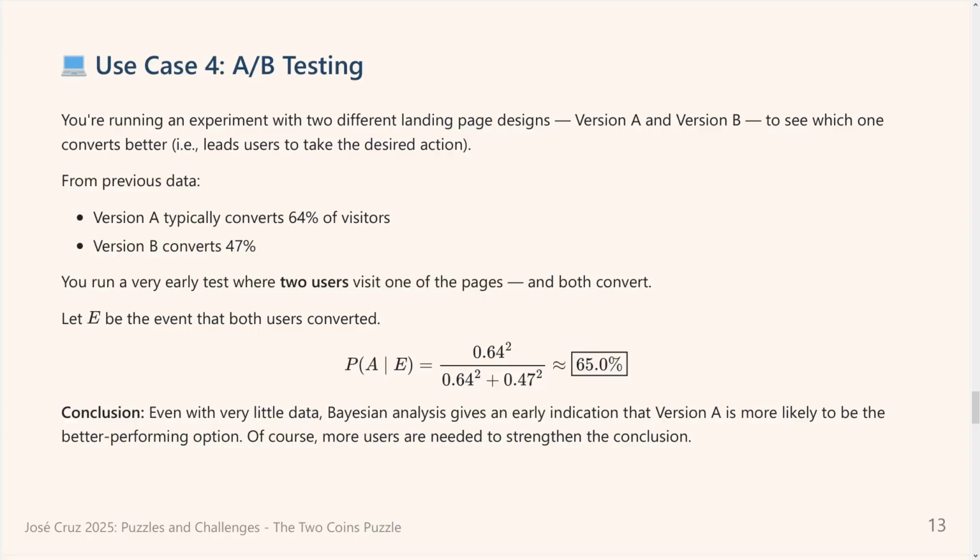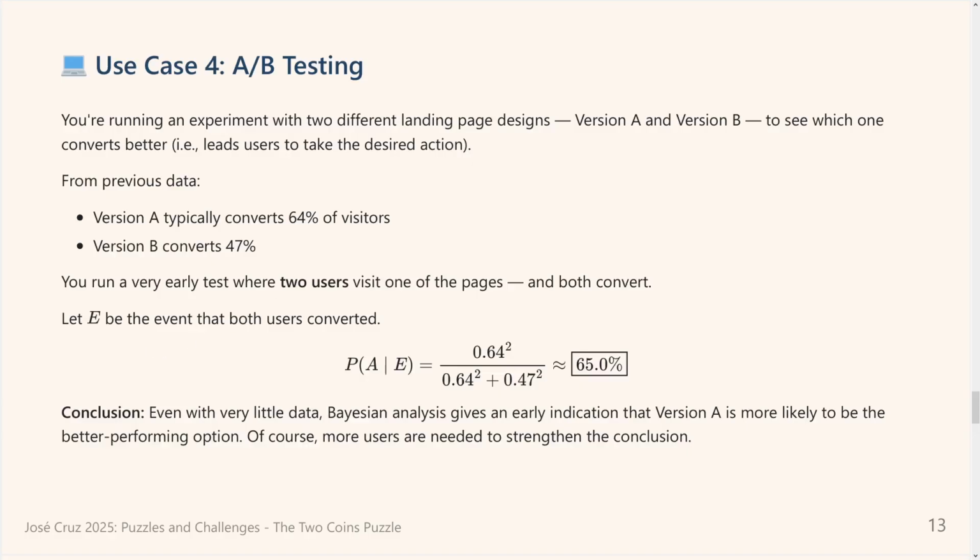You run an early test where 2 users visit one of the pages. So you arrange a way to make the 2 users in a row go, for instance, to a specific page and want to check the probability of that. It's the same concept as the coin, same concept as the medical, always the same way of thinking. And both convert. See, okay, it's like 2 heads of the coin.